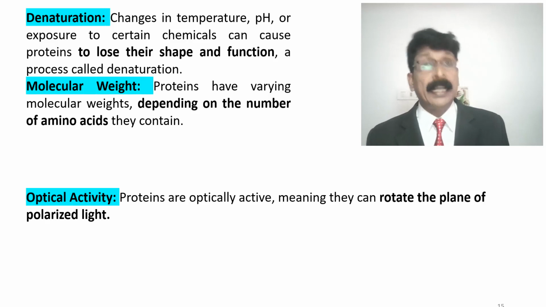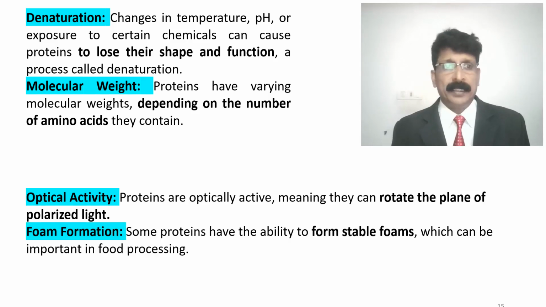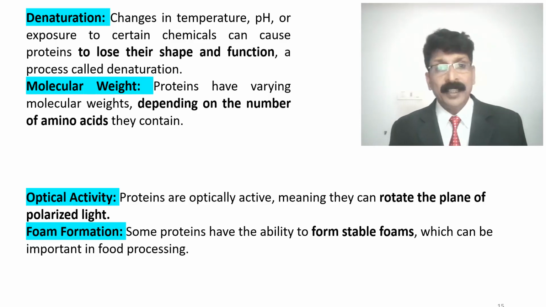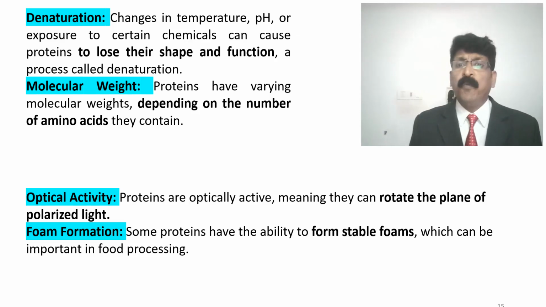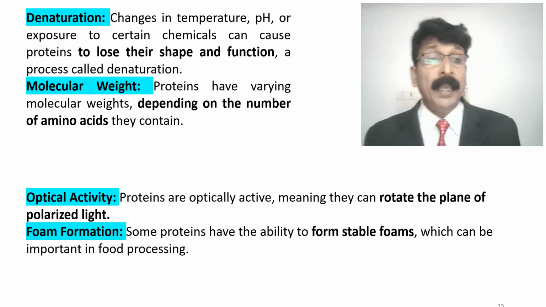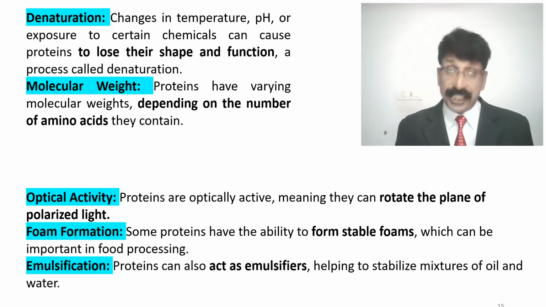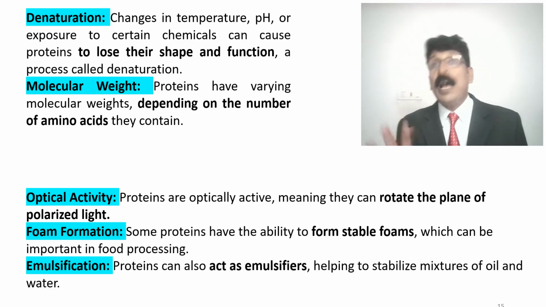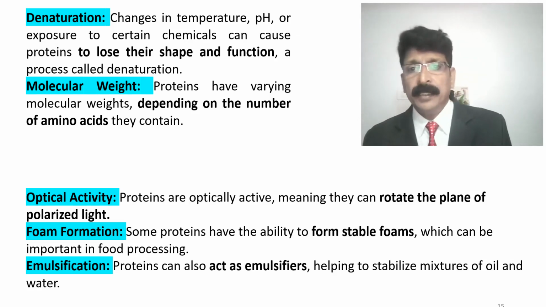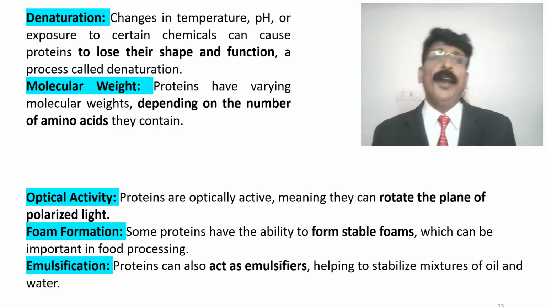In chemical terms, we can talk about the chiral carbon atom. Foam formation: some proteins have an ability to form stable foams, which can be important for food processing. Emulsification: proteins can also act as emulsifiers, helping to stabilize a mixture of oil and water.